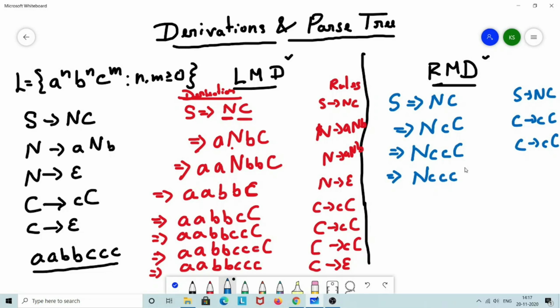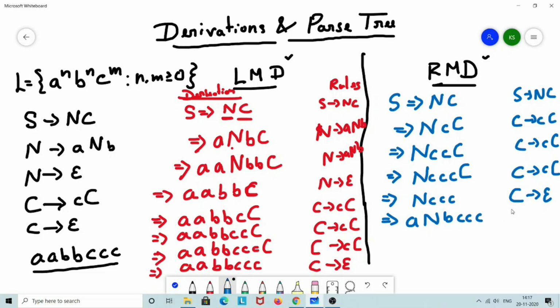Again I will replace C with small letter c followed by a capital C. Okay, so I got the 3C what I wanted, right? Now I can eliminate this non-terminal by substituting it to epsilon. Okay, so this is what I got. Now I will replace this N with A and B, and this is what I get, right? Okay, then again I will replace this N with A and B.